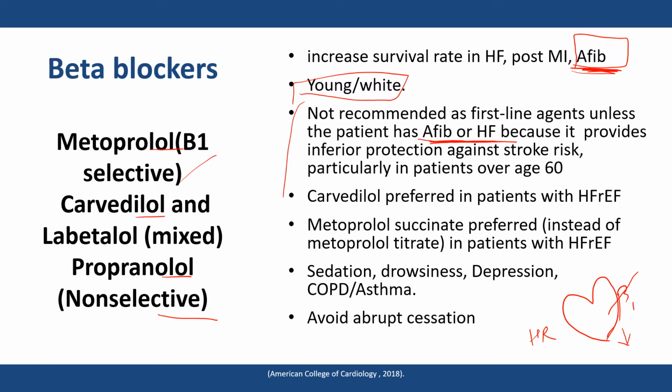ACE inhibitors and ARBs have no impact on the heart rate. They will decrease blood pressure beautifully, but not the heart rate. So if you have somebody with AFib, then this might be a good drug. But if that's not the case, then beta blockers are not first line, because they provide inferior protection against stroke risk, particularly in patients over the age of 60. Most of our clients on hypertension medications are elderly. So if they don't have AFib or heart failure, these medications do not provide better protection against stroke.